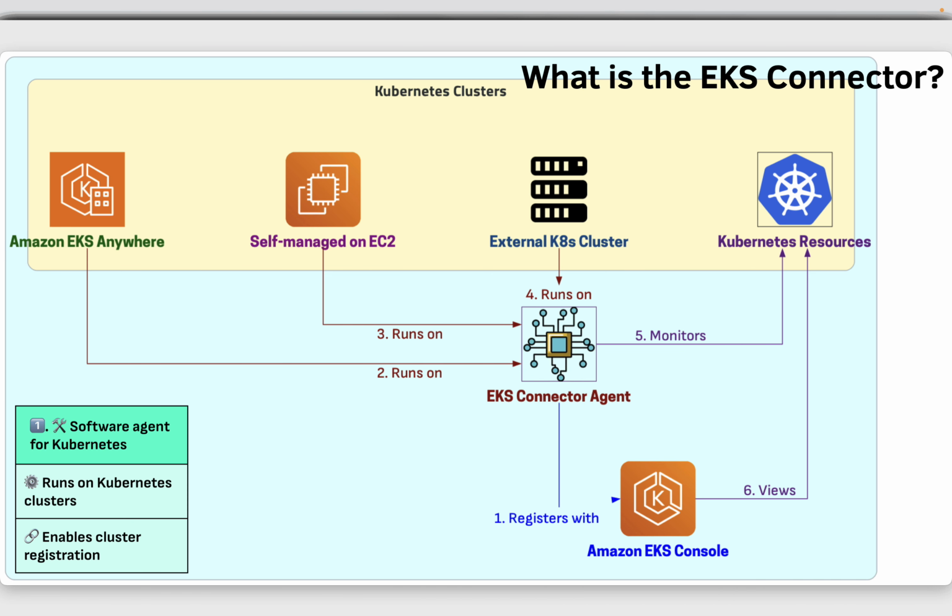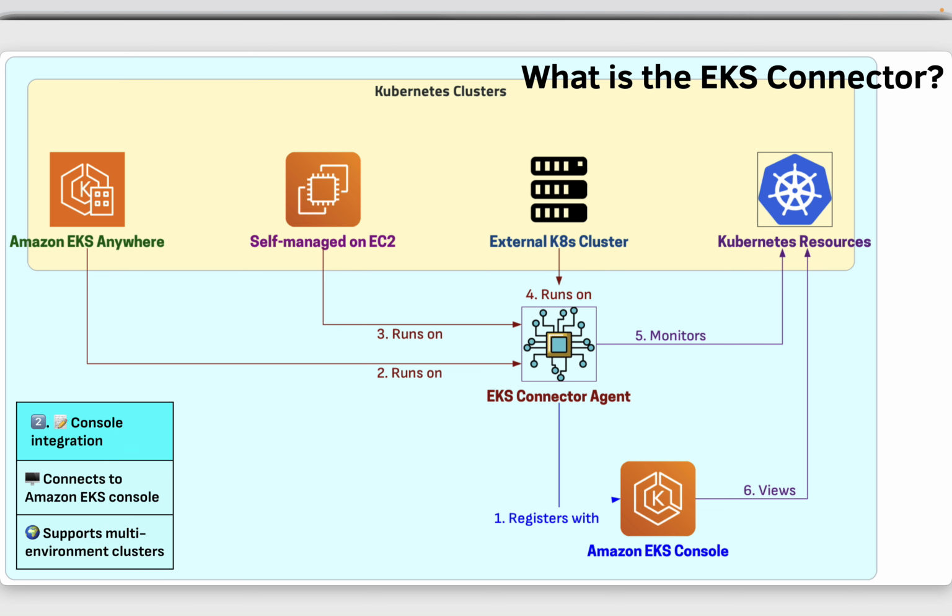So what is the EKS connector? The EKS connector is a Kubernetes software agent that runs on clusters and enables registration with the Amazon EKS console. So since you are running outside AWS, the EKS connector will allow you to see the EKS Anywhere cluster, and you can access it via the AWS Management Console.